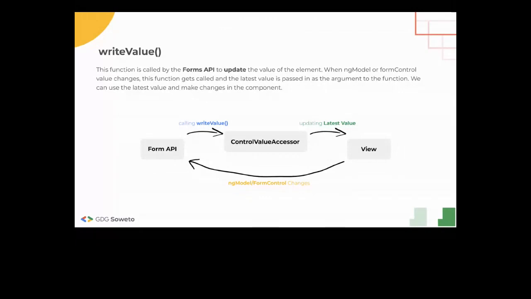So let's suppose your ngModel or form model value is changed, and this function is actually on that state. This function will be called, and the latest value which is coming in the method, we can use that as an argument and update our latest value to the component.